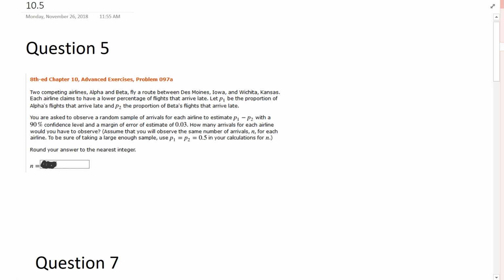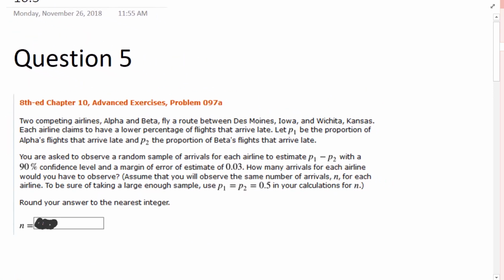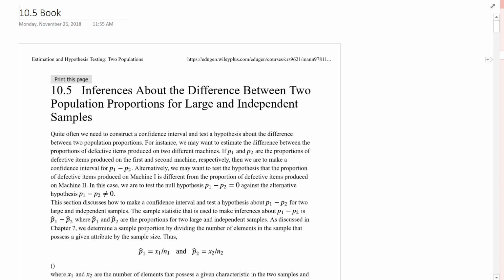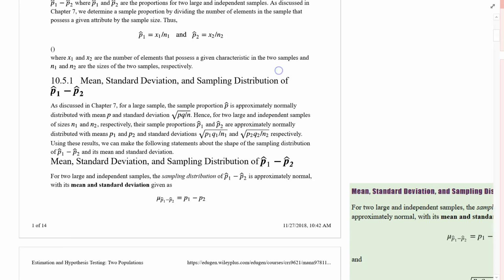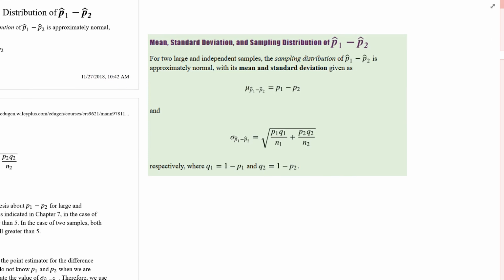In this video, we're going to go over some examples from 10.5. So if we look at the book, we're looking at the difference between two population proportions for large independent samples. Some things that we're going to have to highlight here.